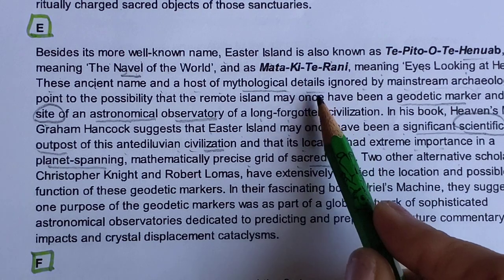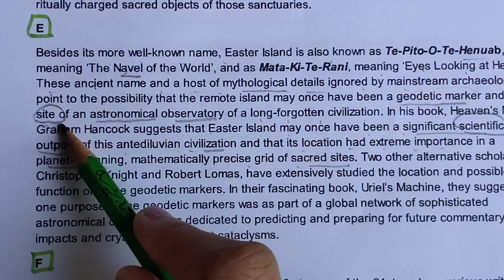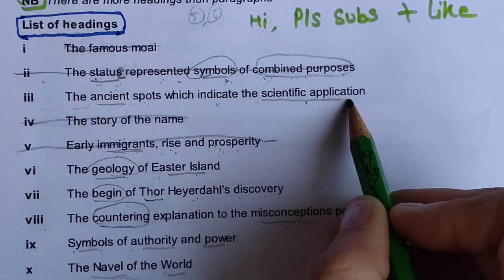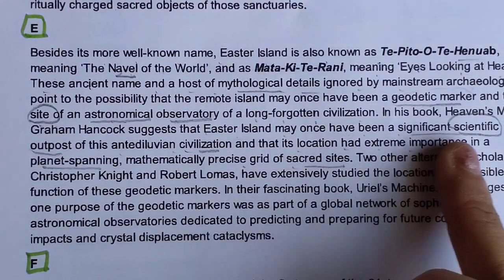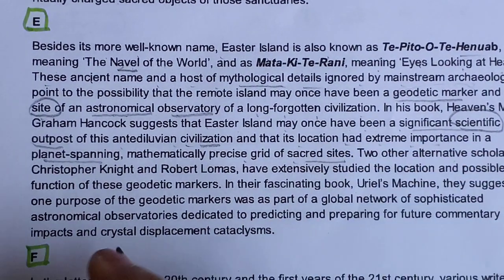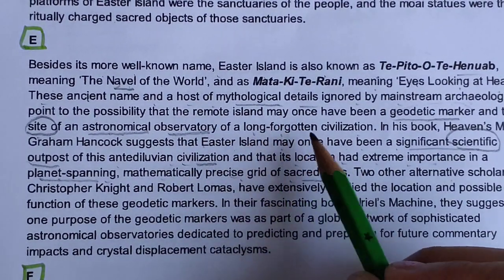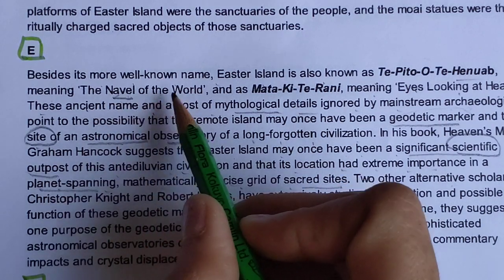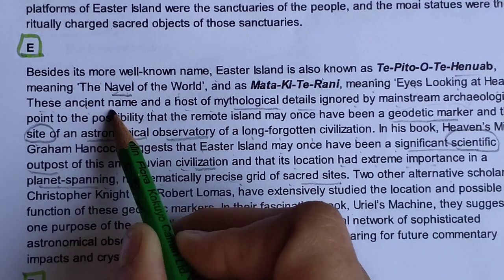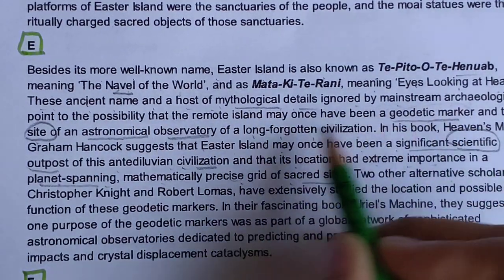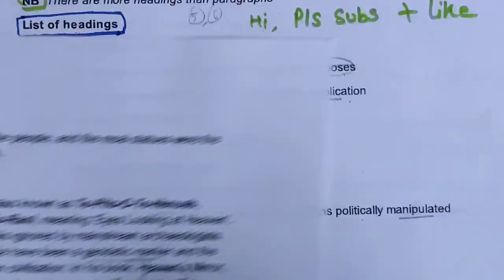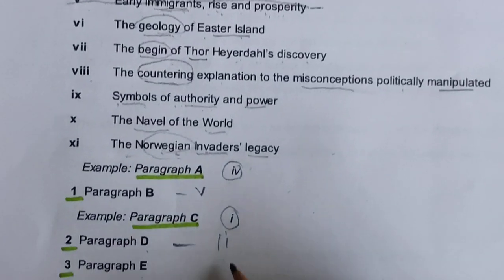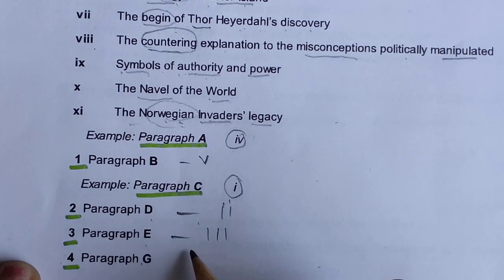So what does it mean? That Easter Island was one site of this observatory. So here they were talking about the ancient sites, which indicate the scientific application. Significant scientific outpost of this civilization, and its location had extreme importance in these applications. Okay, and old, ancient, you can see this. So here he is talking about the navel of the world, which will not come, because he is talking about this thing, and now they are going to explain these ancient names and mythological details. You can see this. The sites, ancient sites, means sites. So we will go with this also. For E, this is third, third will come.